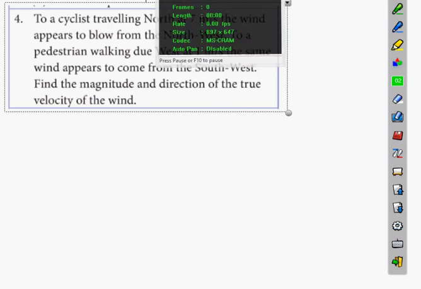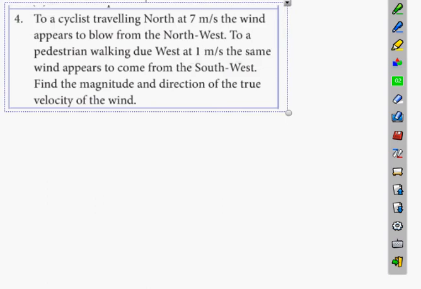So, to a cyclist travelling north at 7 meters per second, the wind appears to blow from the northwest. To a pedestrian walking due west at 1 meter per second, the same wind appears to come from the southwest. Find the magnitude and direction of the true velocity of the wind.